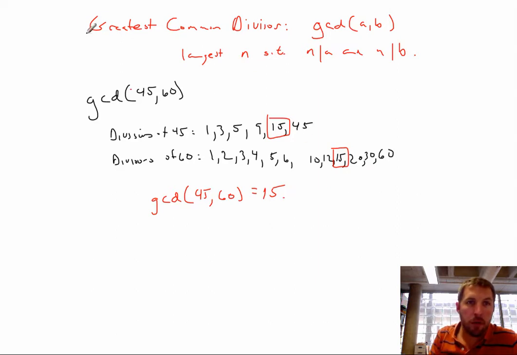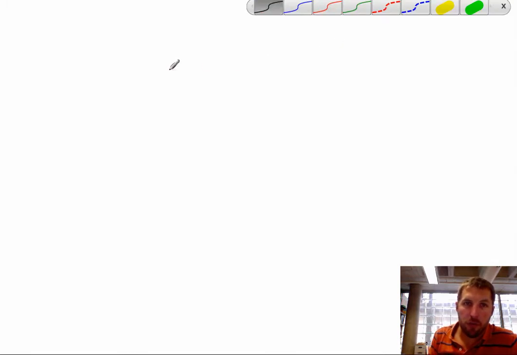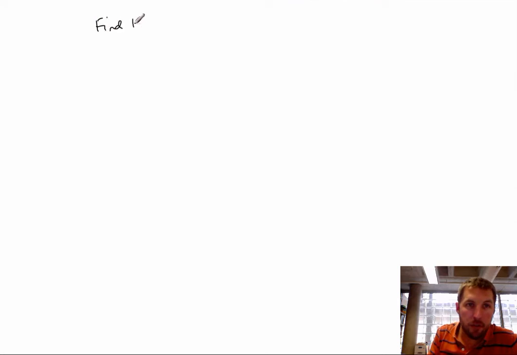All right. So let's keep going. We'll revisit GCD in a little while, but let's go back to this idea of divisors again. So let's do another problem. Let's find the divisors of 2142. Now, we want to find the divisors of 2142.